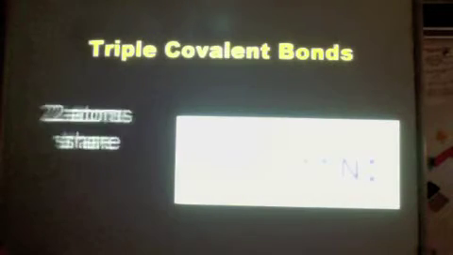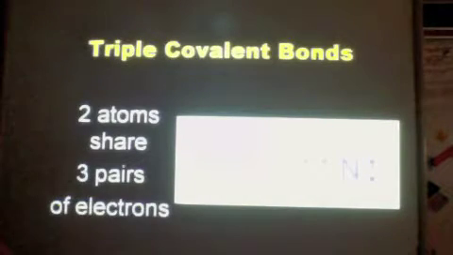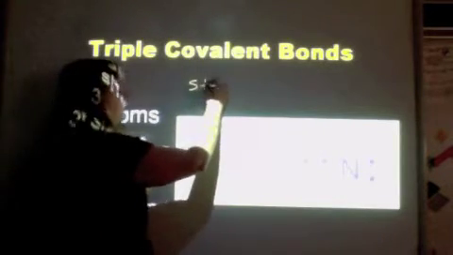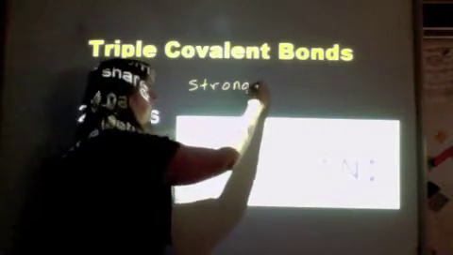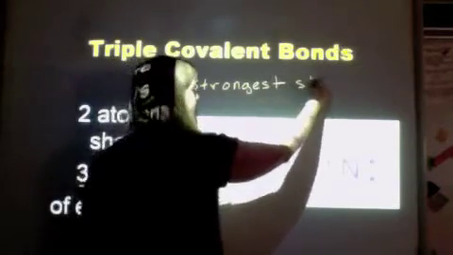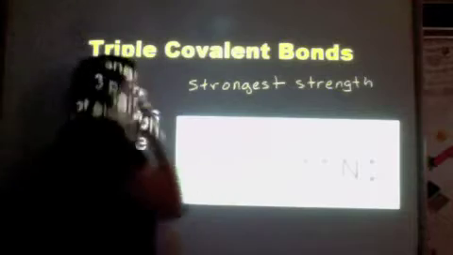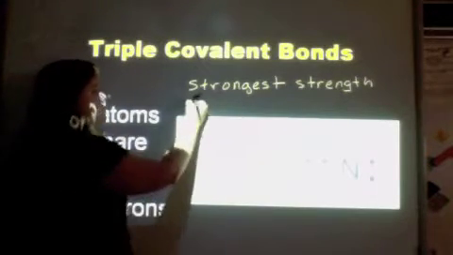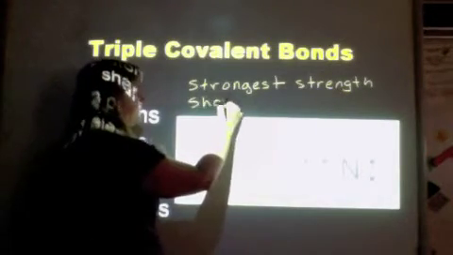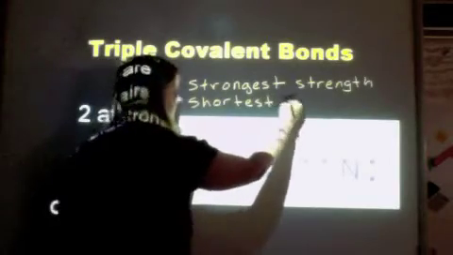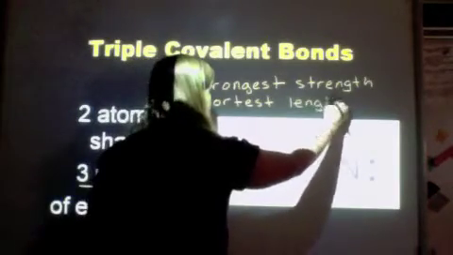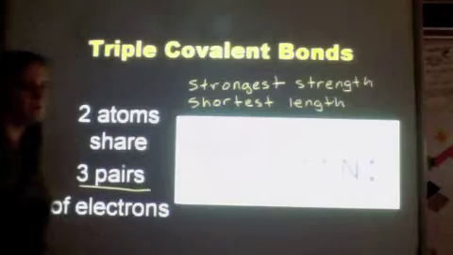Triple covalent bond. 2 atoms share 3 pairs of electrons. So what happens to the strength and the length? It has the strongest strength. Okay, the more electrons it's sharing between the 2 atoms, the stronger the strength. Therefore, it's going to have the shortest length. It's pulling those atoms closer together.